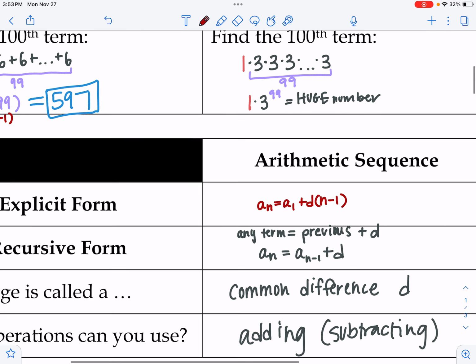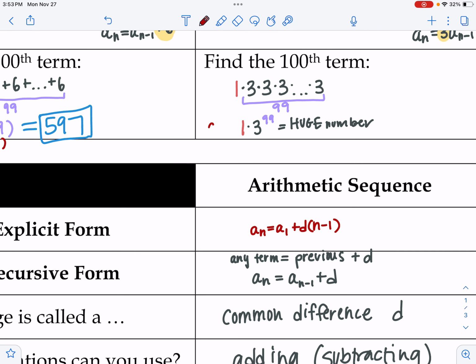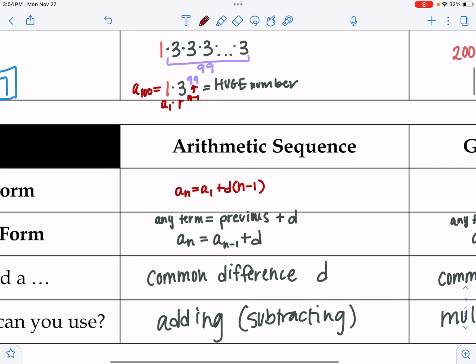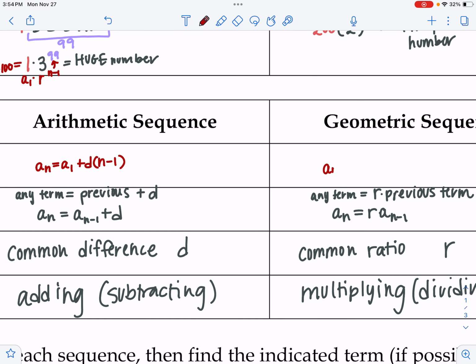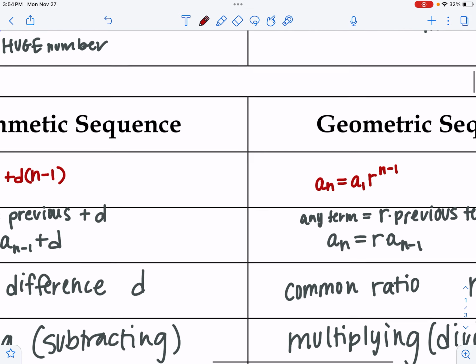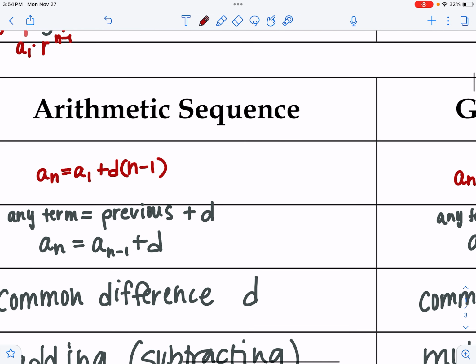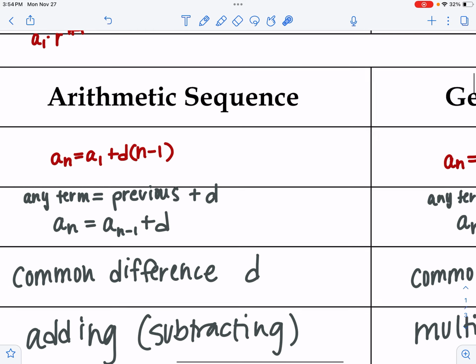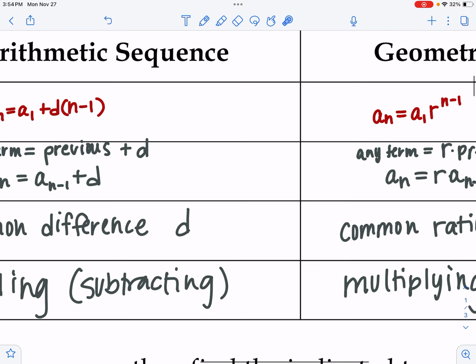For the common ratio, or for the geometric sequence, it's similar. To get to the 100th term, we started at the first term, and we multiplied the common ratio, n minus 1 times. And so any term equals the first term times the common ratio, n minus 1 times. So this n minus 1 is up in the exponent. The n minus 1 for arithmetic is not up in the exponent. So be careful. Don't try to mix the two. There's no exponents for arithmetic, only geometric.